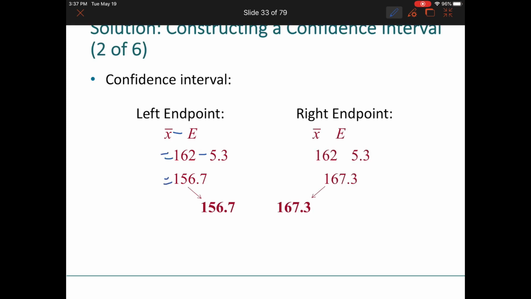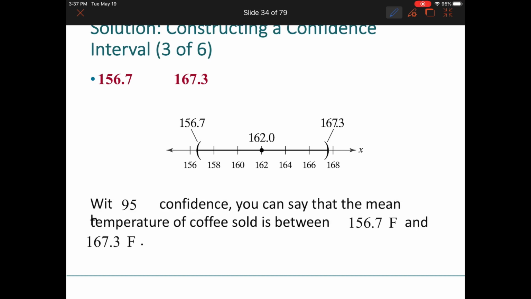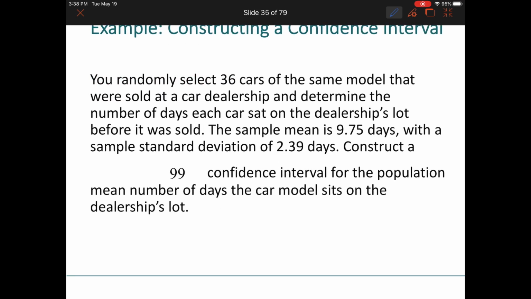Confidence intervals require a left endpoint and a right endpoint. So x bar minus e is very easy to do. You just subtract the 5.3. The right endpoint says that we add the e, and of course we get 167.3. So our two numbers are there. And we even have a number line. How about that? This is not required. So with 95% confidence, you can say the mean temperature of coffee sold is between 156.7 and 167.3 degrees Fahrenheit.